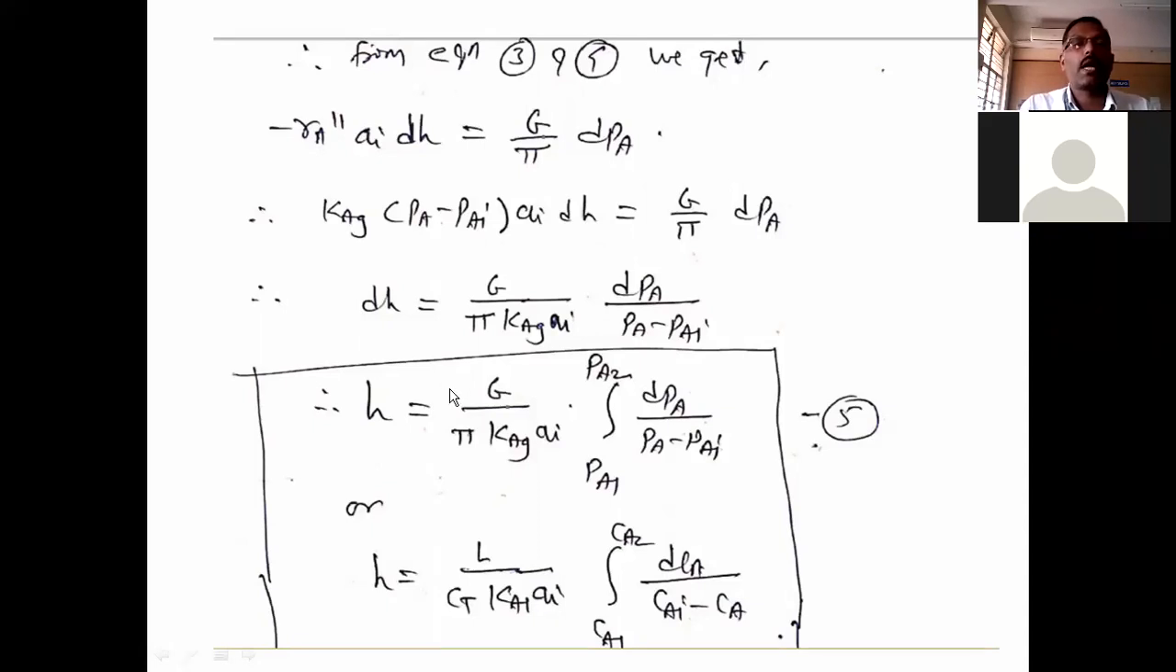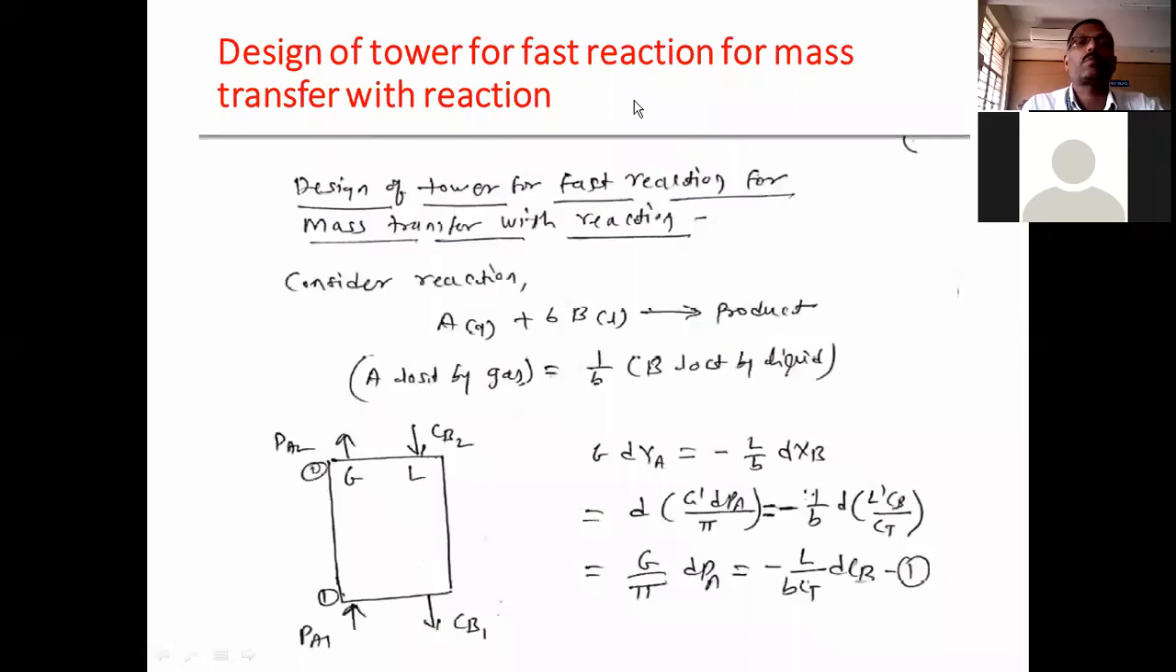If there is a chemical reaction, the design of the tower for a fast reaction, for mass transfer with reaction, is another derivation. Consider the reaction A plus bB to give the product. A is the gas, B is the liquid, and what is small b? That is the stoichiometric coefficient.